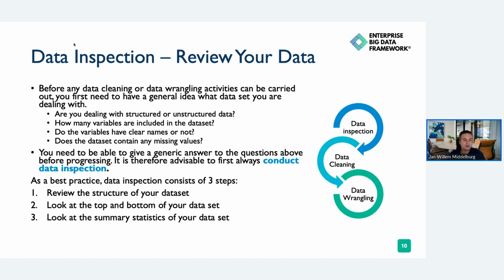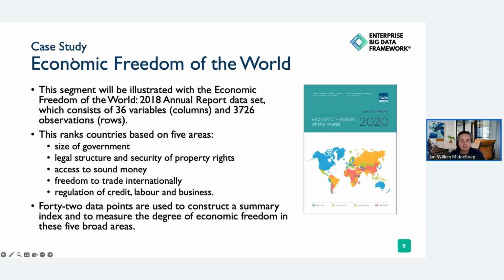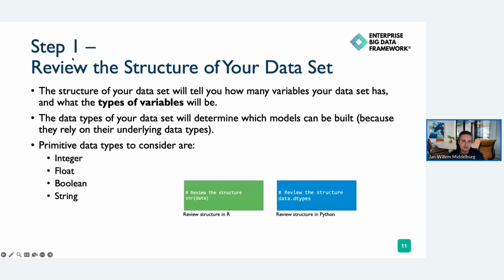Now, I'm going to get started very quickly with some data inspection steps. And in these data inspection steps, it's best practice to look at three main aspects, which is to start with the review of the structure of the data set, then to look at the top and the bottom of the data set, and then finally to look at some of the key summary statistics. Let's review that a little bit more in detail.